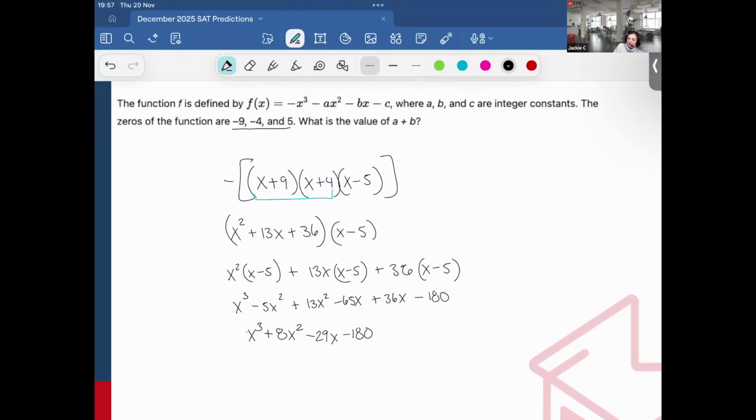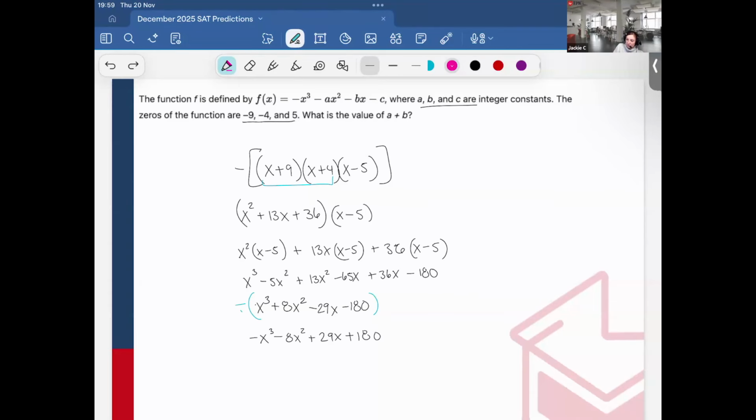We still haven't applied the negative sign at the beginning, so now I'm going to do that. We basically will distribute that to each term. So then we would have negative x cubed minus 8x squared plus 29x, and then plus 180.